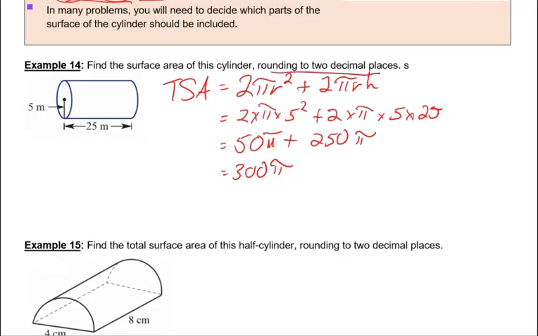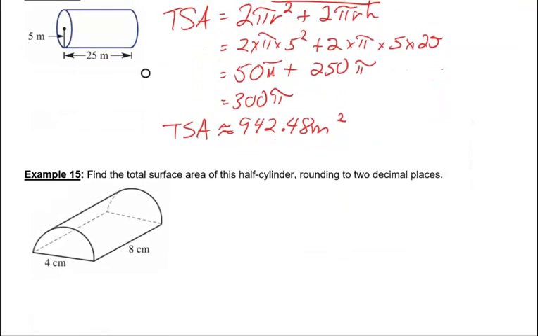But we're asked to round it to 2 decimal places. So the total surface area of this cylinder rounded to 2 decimal places is about 942.48, and our unit is meters. And it'll be squared because it's area.